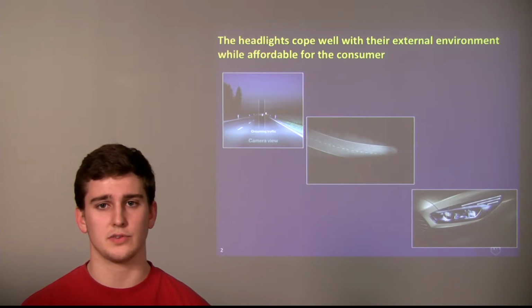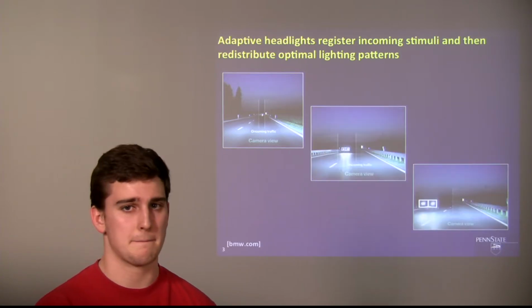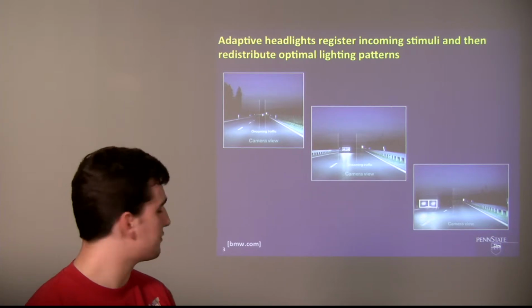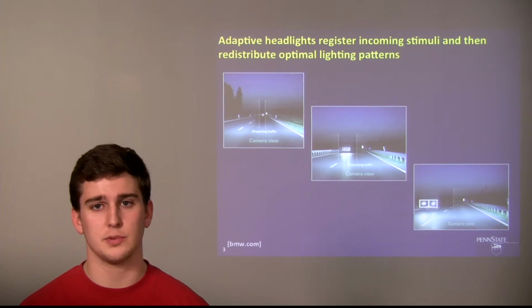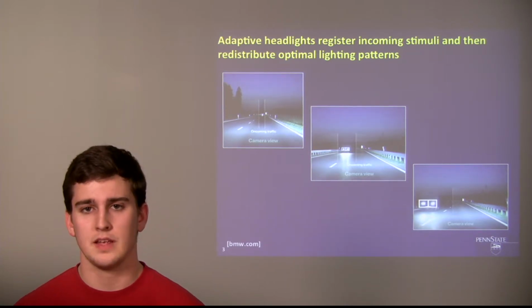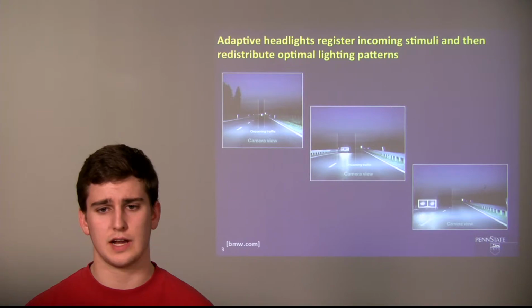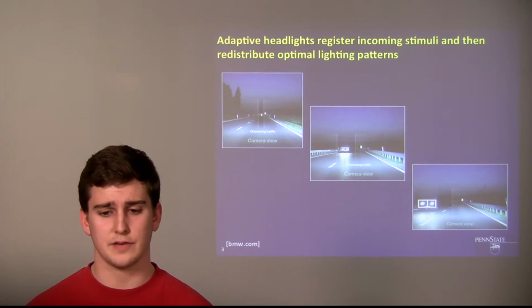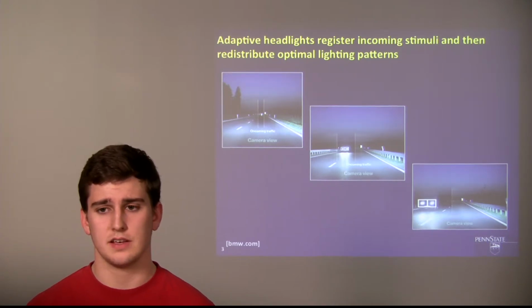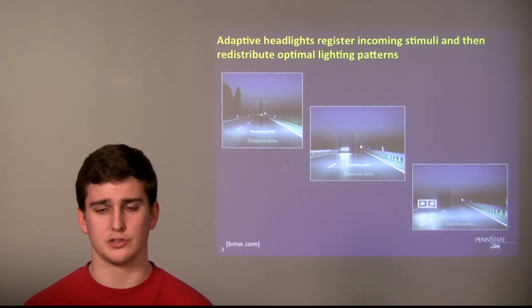First thing I'll take you through is how these headlights are implemented. Adaptive headlights register incoming stimuli and then distribute their lighting patterns accordingly. The headlamp has essentially a camera that registers the incoming traffic signals, and it registers at a high frequency as well as a large radius.